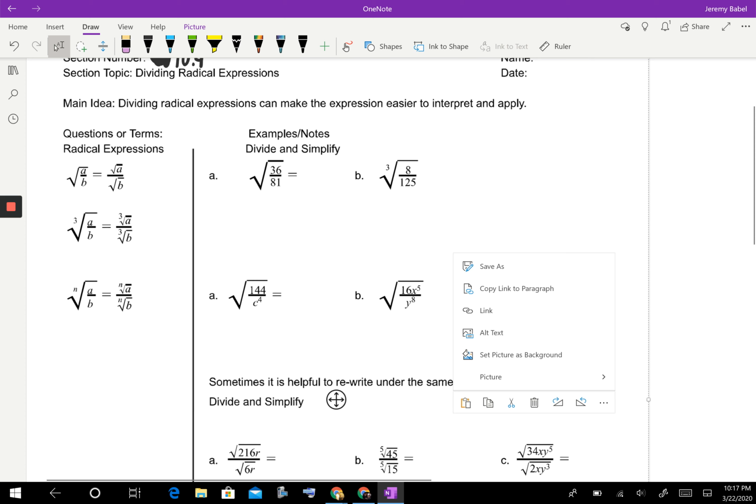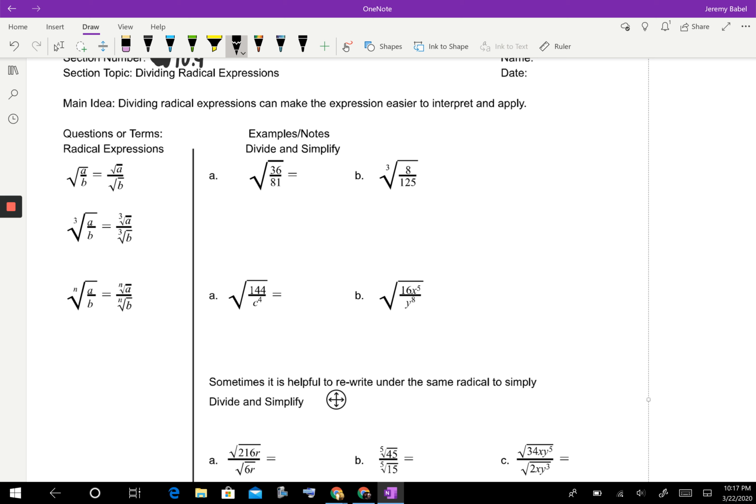An example of that would be this first one, a, the square root of 36 over 81. We can split that into the square root of 36 divided by the square root of 81. Square root of 36 is 6, and the square root of 81 is 9. So then that simplifies to 2 over 3. So this complicated square root radical expression simplifies nicely into the fraction 2/3.